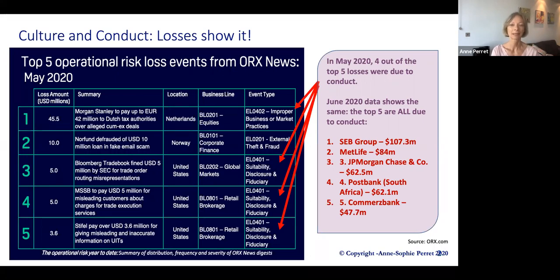the same. It's about internal fraud, it's about suitability, it's about market conduct, it's about disclosure. Different names here, and you can recognize the names. Some of them are not in Europe. Most of them are in Europe. Number 4 is in South Africa. But you can see again, it's all about culture and conduct. Most of them are conduct with respect to the customer. So there's something really here.